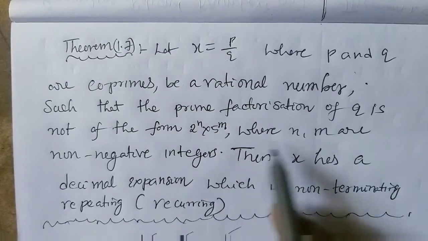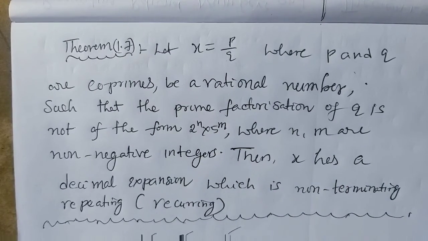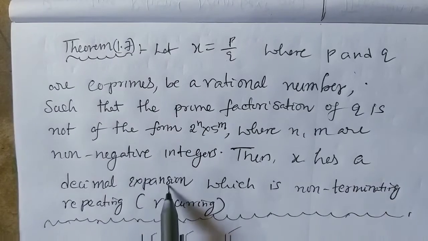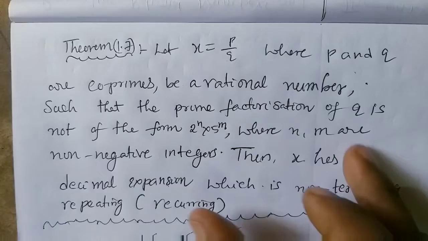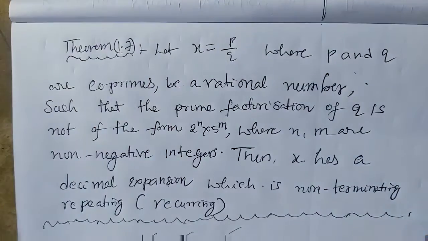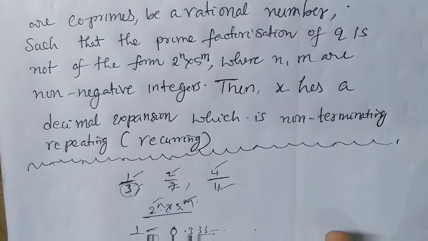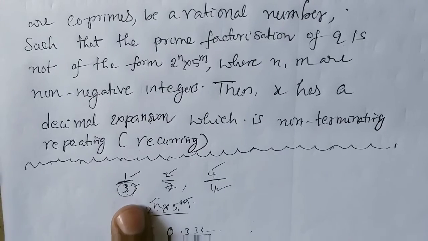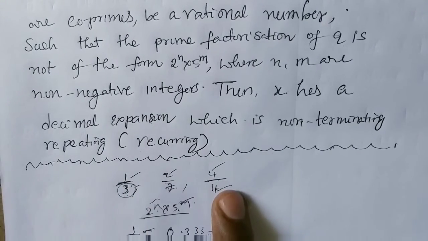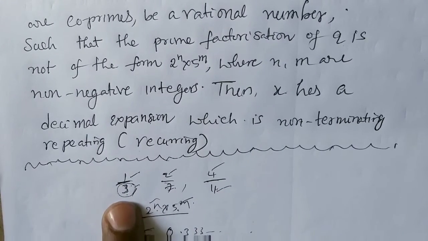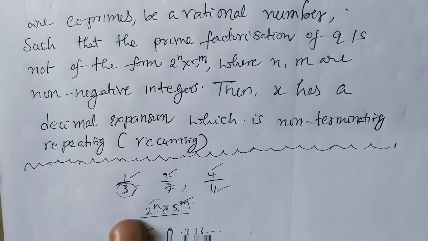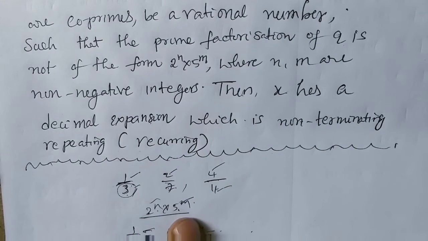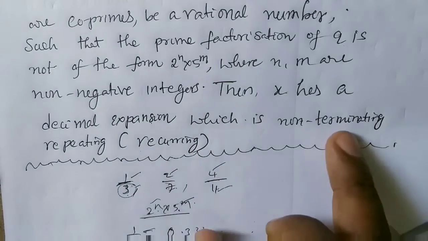Here m and n are non-negative integers. Then x has a decimal expansion which is non-terminating. That is the statement, that is nothing but theorem 1.7. So finally I will conclude that a rational number in the form p by q, where p comma q are integers, if in its denominator, when you convert it into factorization, the factors are not in the form of 2 power n into 5 power m, then such a decimal expansion is non-terminating and repeating.